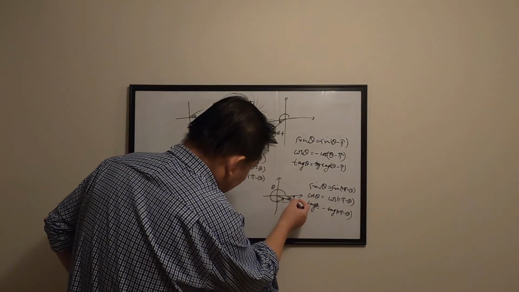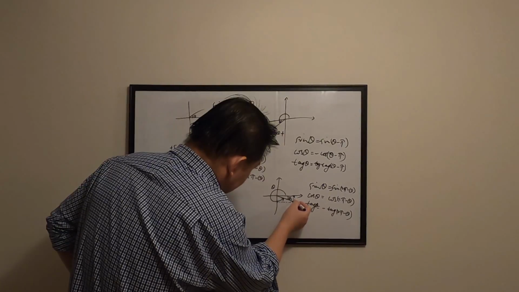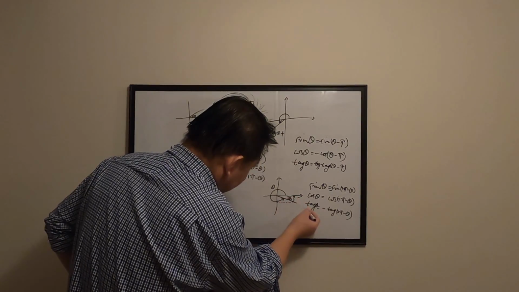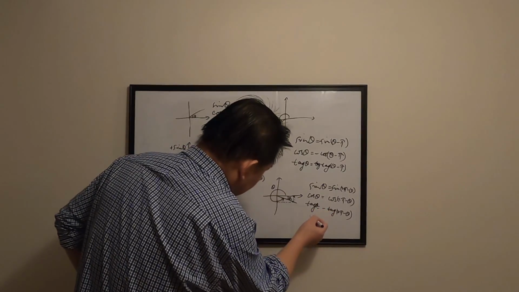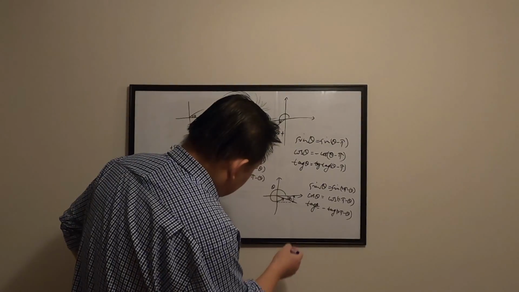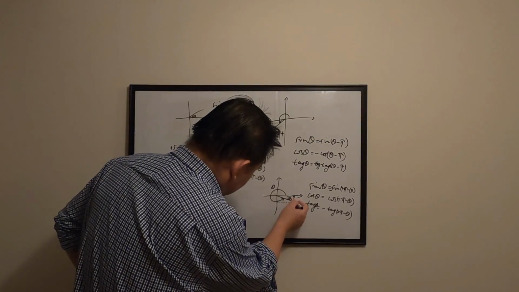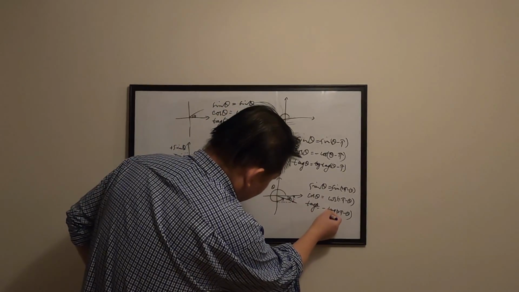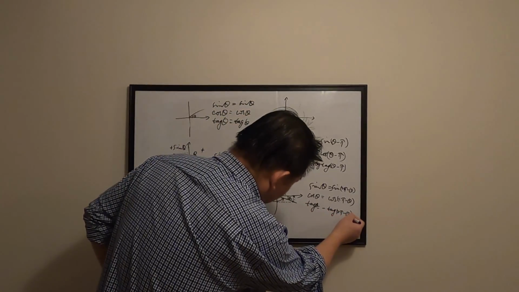Tangent theta is the opposite side over the adjacent side, but this opposite side is negative, so it's negative tangent of 2 pi minus theta.